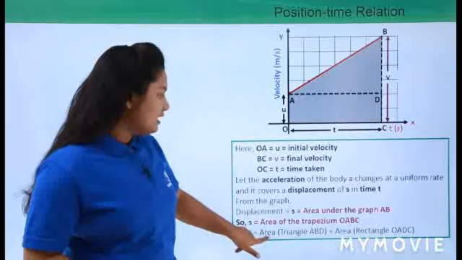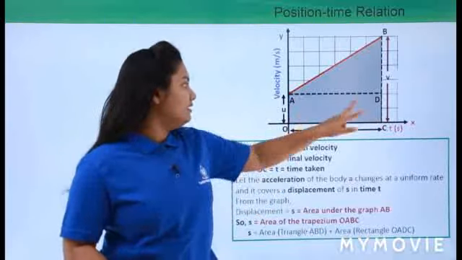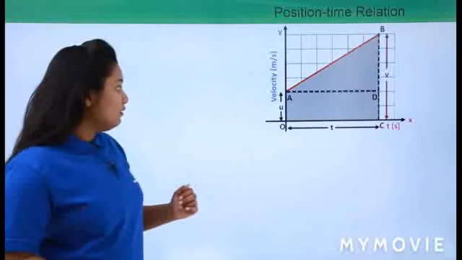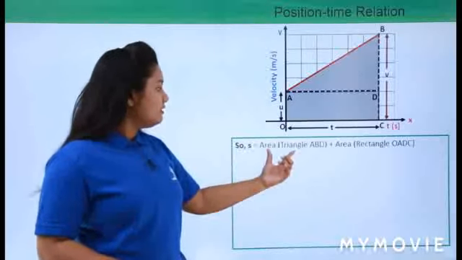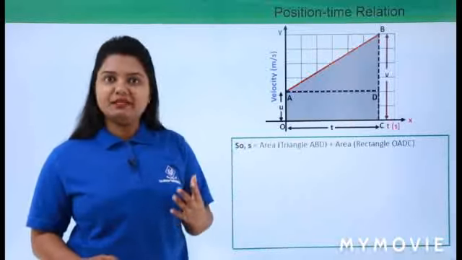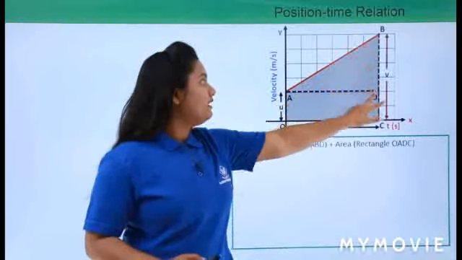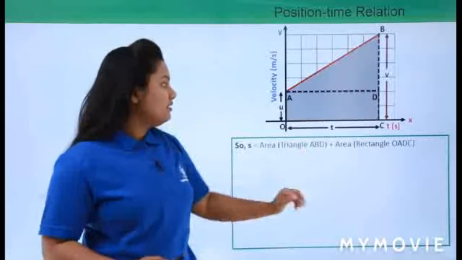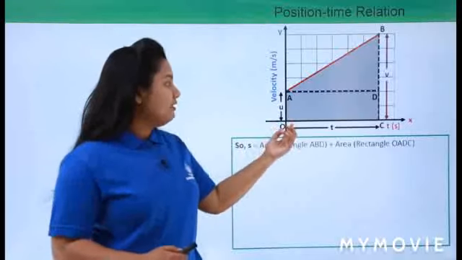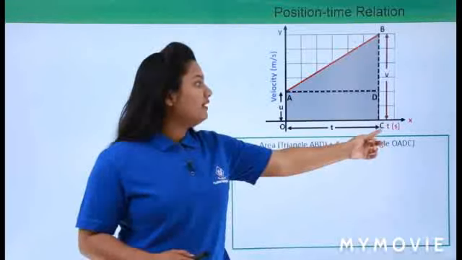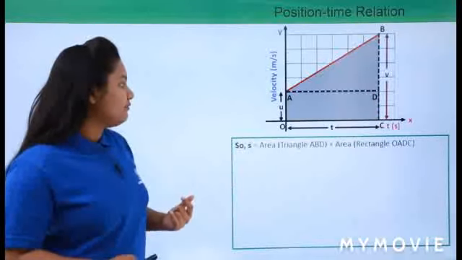So S equals the area of the triangle ABD plus the area of the rectangle OADC. Now we know the formula for the area of the triangle as well as for the rectangle. The area of the triangle is given by half into base into height. We will take AD as the base of the triangle and BD as the height of the triangle. And the area of the rectangle is length into breadth. Here the length we will take as OC and the breadth is DC of this rectangle OADC.